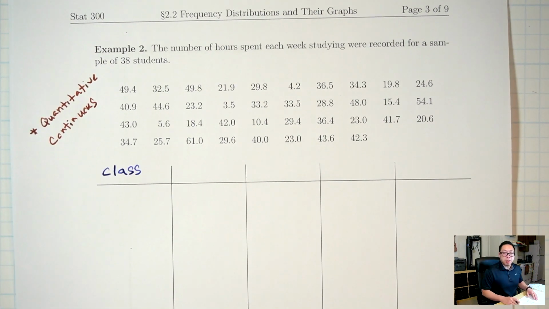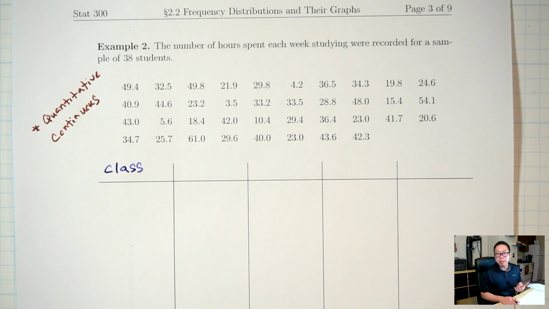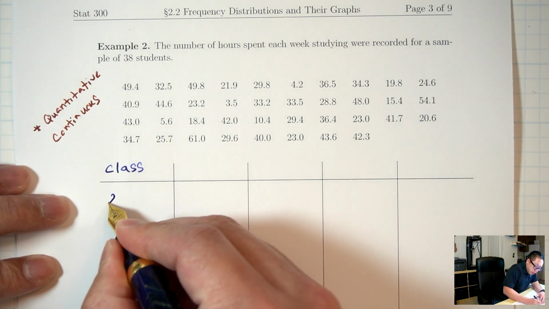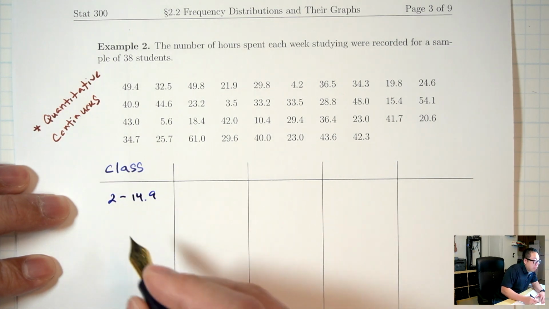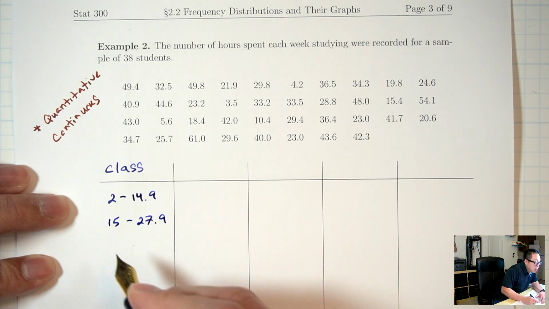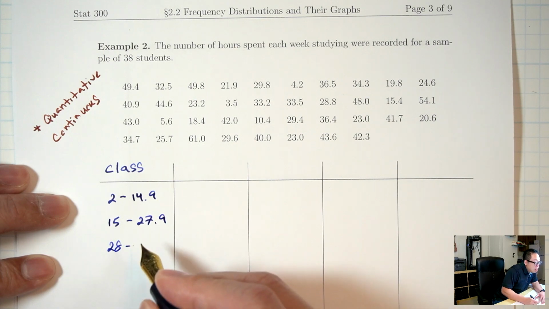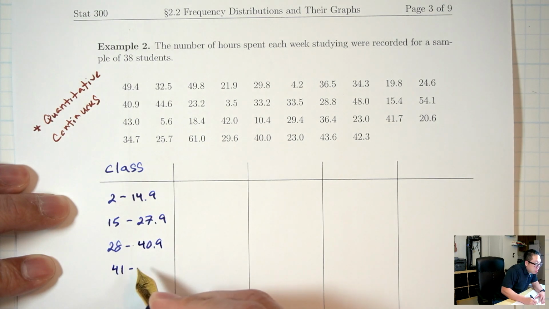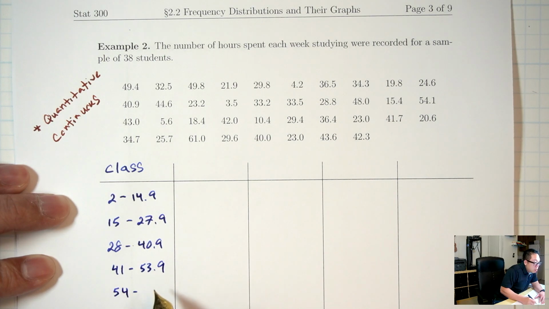So for the problems in this class, most of the time I'm going to tell you how to break up the data into ranges. In real life, you're just going to pick yourself. Okay. So for this problem, the ranges I'm going to break up the data into are 2 to 14.9, 15 to 27.9, 28 to 40.9, 41 to 53.9, 54 to 66.9.